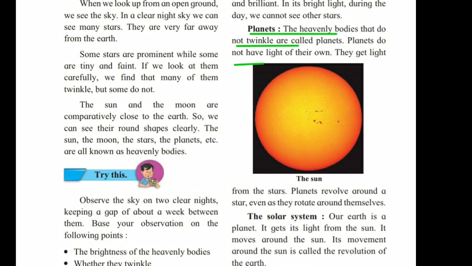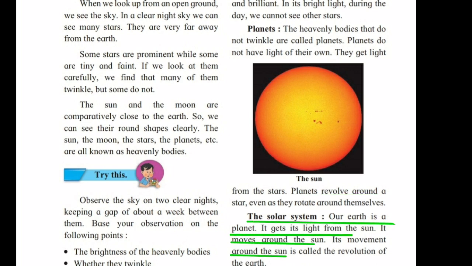Planets. The heavenly bodies that do not twinkle are called planets. Planets do not have light of their own. They get light from the stars. Planets revolve around a star even as they rotate around themselves.